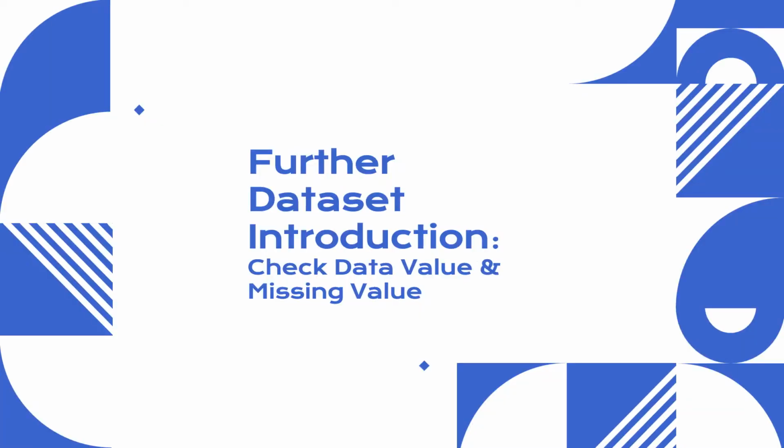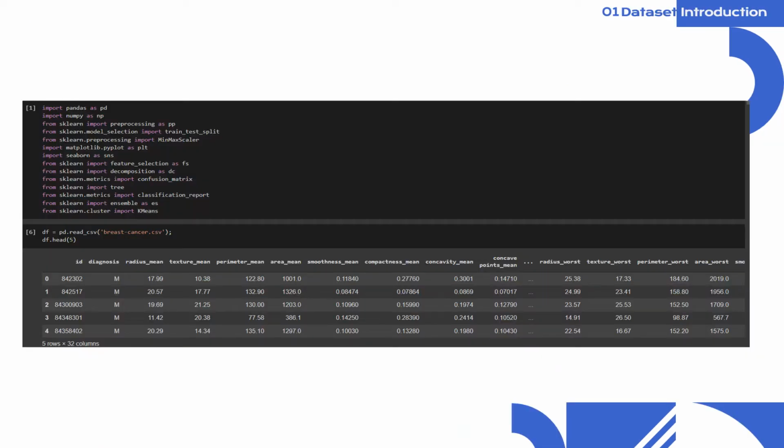Our next content is the further dataset introduction, in which we will check the data values and missing values of our dataset. We will be using Google Colaboratory for this project. First of all, we will need to import all the necessary items. We will import pandas, numpy, seaborn, and a few items from sklearn. After that, we can move on to reading or loading our dataset into Google Colaboratory.